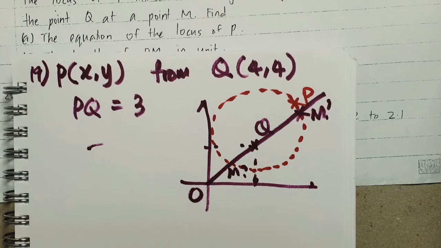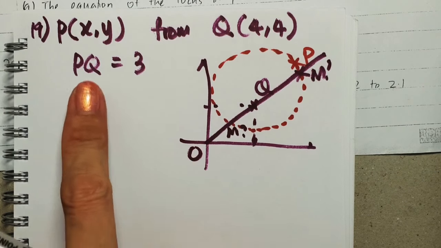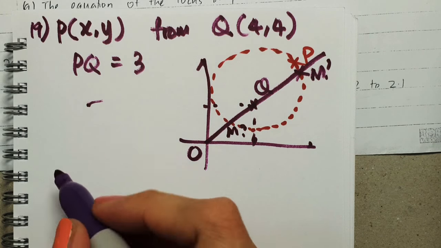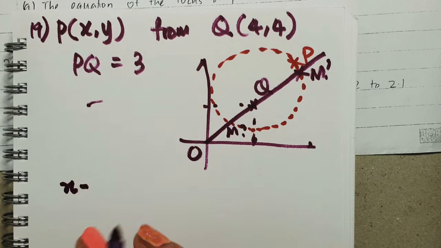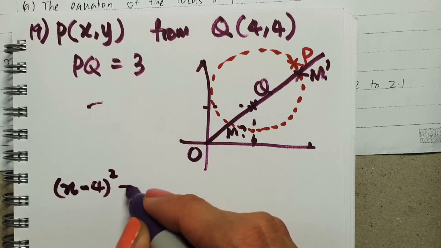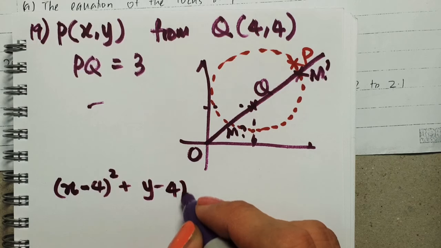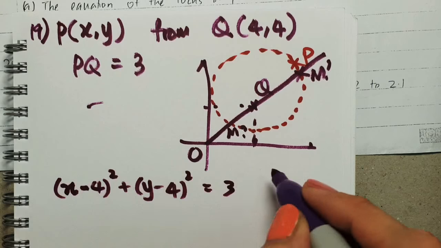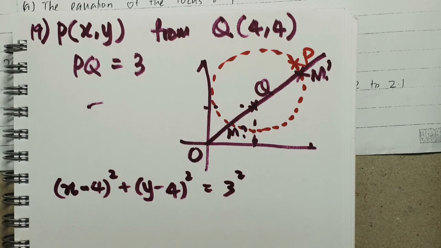Okay, so let's find the locus P using the concept of distance. How do we find distance in the first place? Square root of (x minus x1) squared plus (y minus y1) squared. In this case, my x1 is 4. Square root equals to 3. You bring the square root across, so you have a square on this side as well.